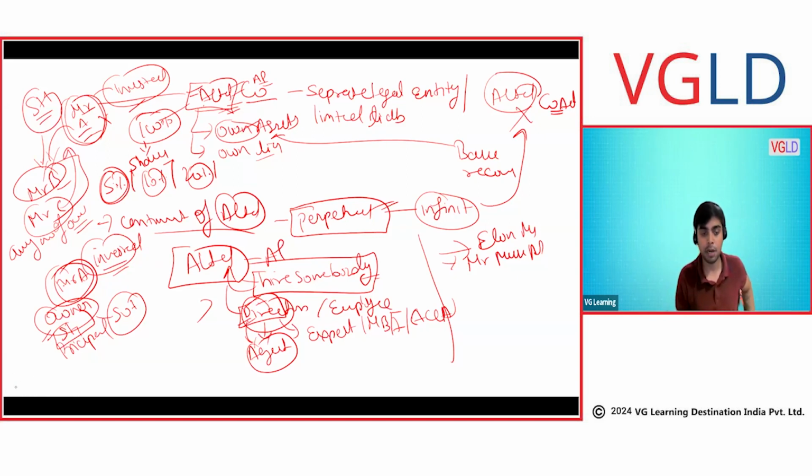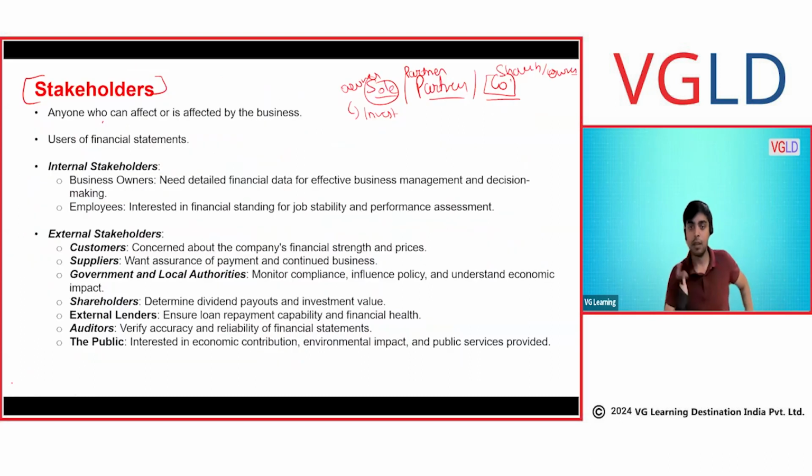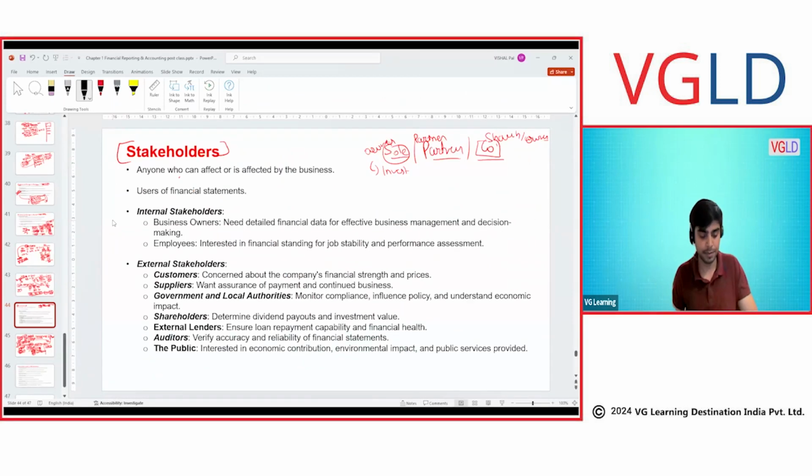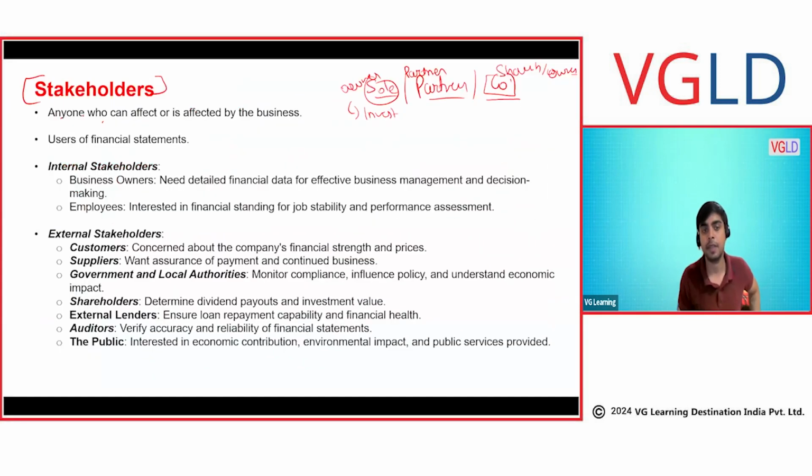Okay, now coming back to why I explained this: stakeholders. When we talk about stakeholders, there are multiple stakeholders. Anyone who is affected by the business will be a stakeholder. They can be owners of the business, they can be employees of the business. So a shareholder can be a stakeholder, and a director of the company can be a stakeholder.